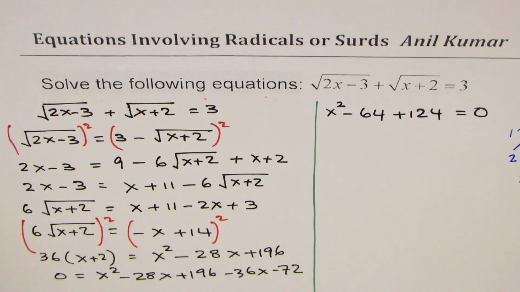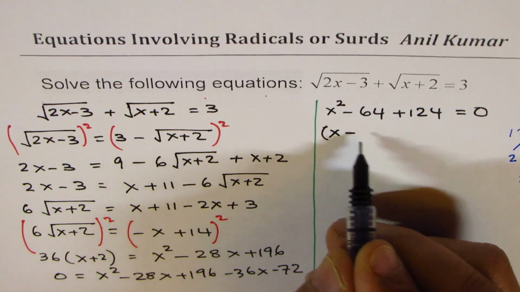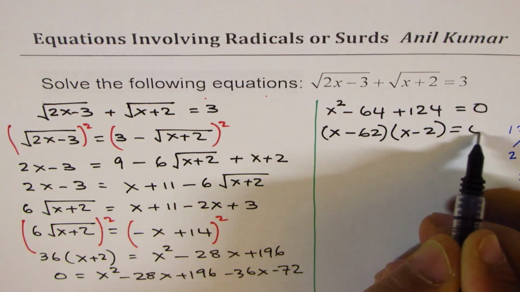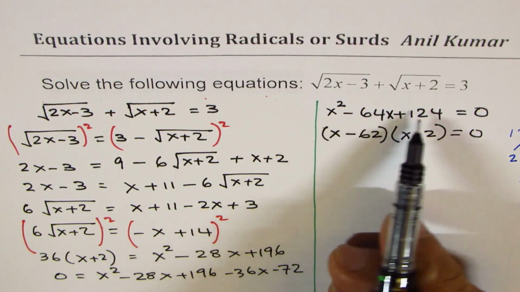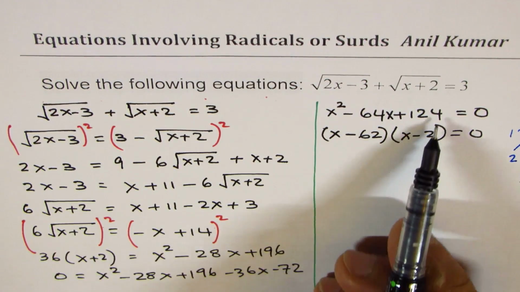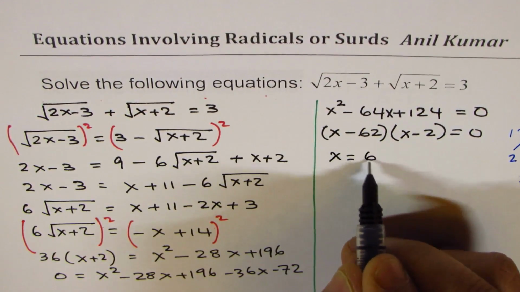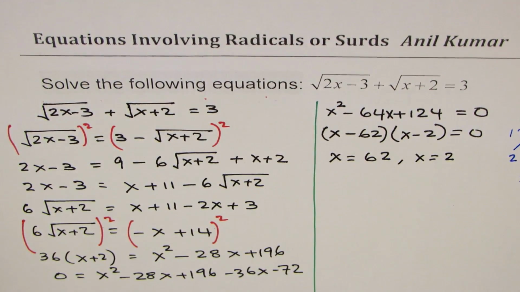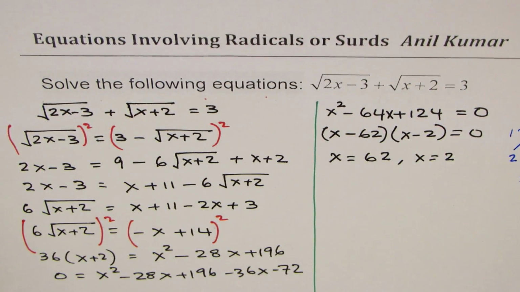So we could write this as, I hope you find this very useful, right? So it's easy, right? x minus 62 times x minus 2. Do you see that? It's so simple. So split 64x into minus 62x and minus 2x to get your answer, right? So when you multiply, you do get 124. So we get x equals 62 as one of the answers and x equals 2 as the other answer. Correct? Now we need to verify whether it really works or not. So let's check.